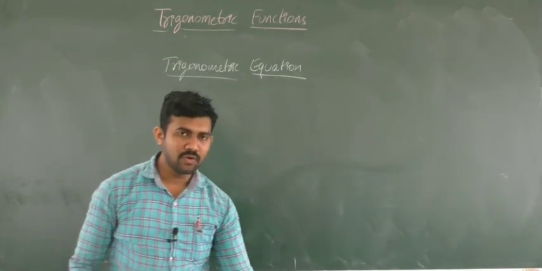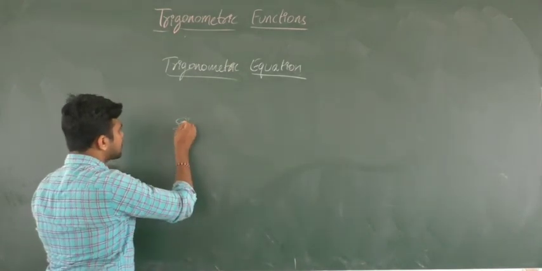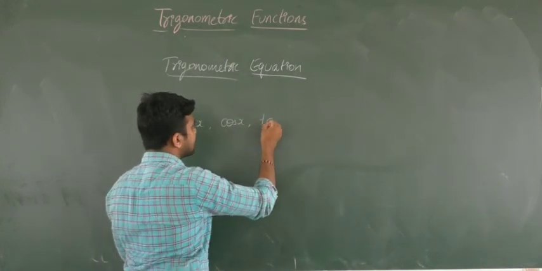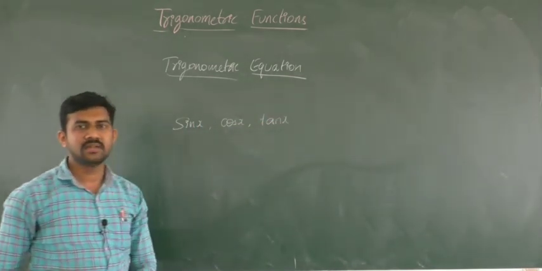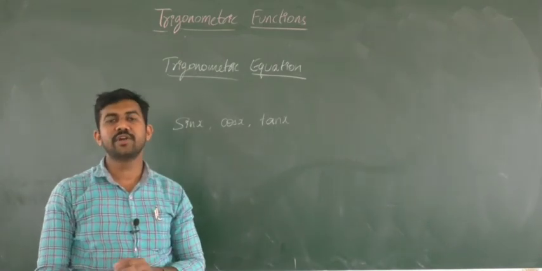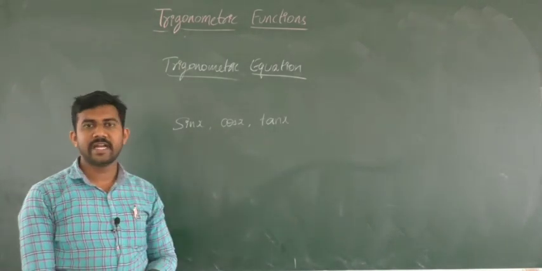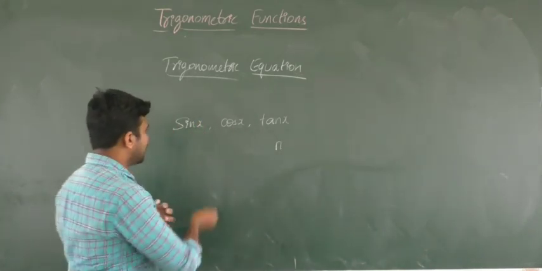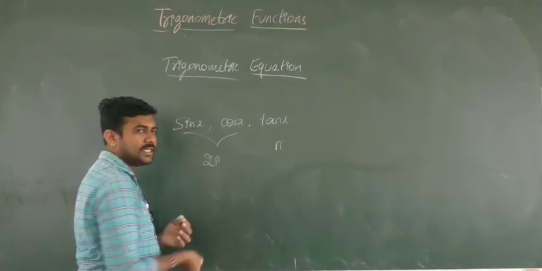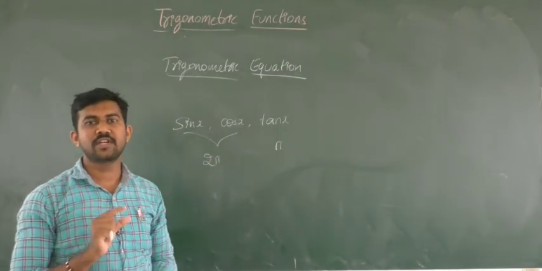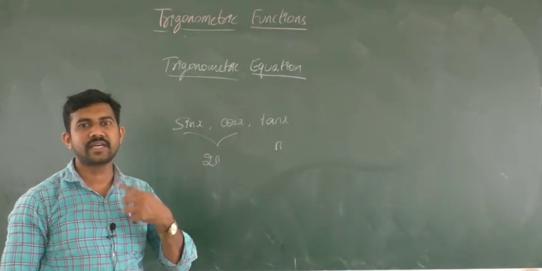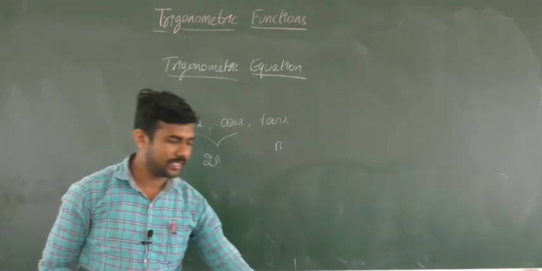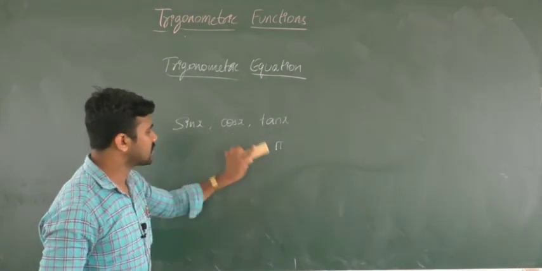See, here we know sin x, cos x and tan x. These are trigonometric functions, and these trigonometric functions are periodic functions with the period 2 pi and pi. Tan x is a trigonometric function with the period pi, and these two are trigonometric functions with the period 2 pi. Means the value of this trigonometric function gets repeated after an interval. What is the interval here? After 2 pi. 2 pi means one complete revolution.